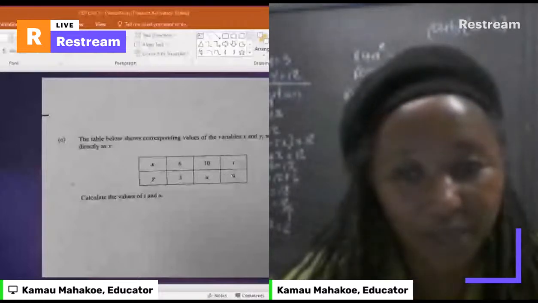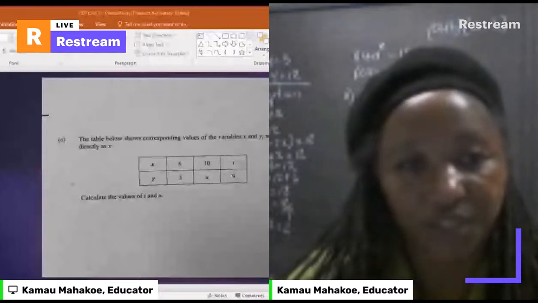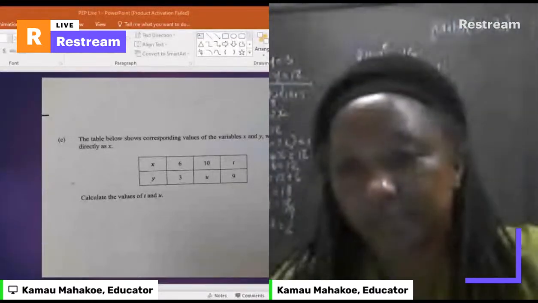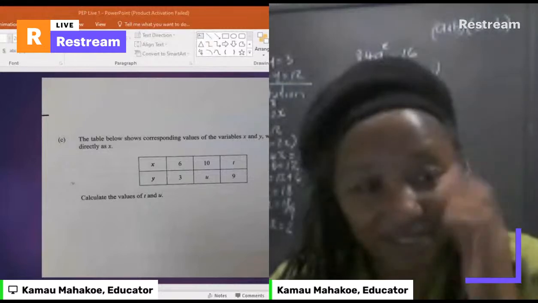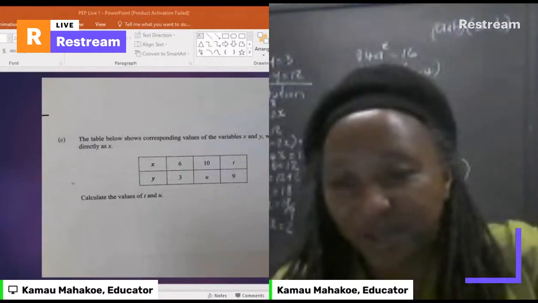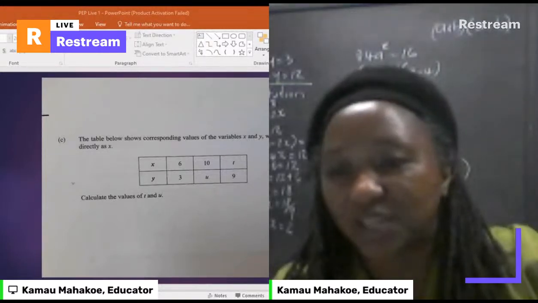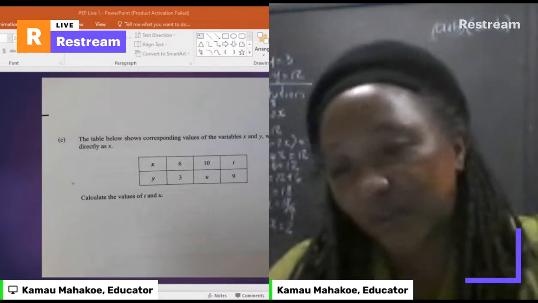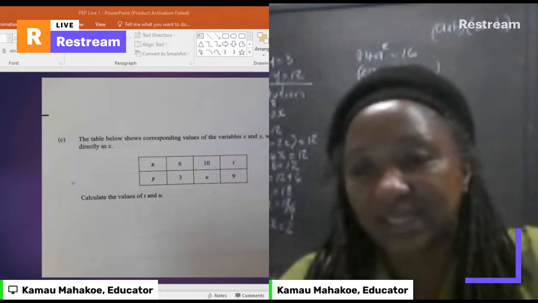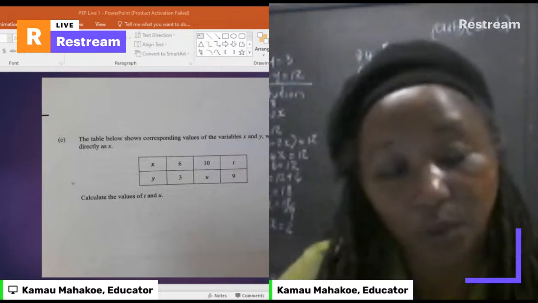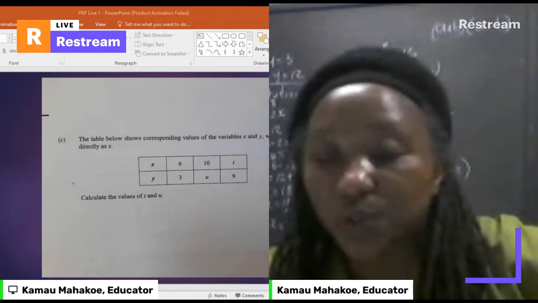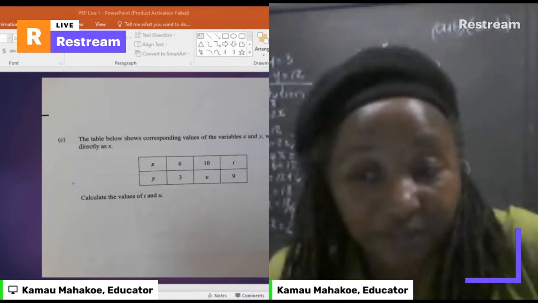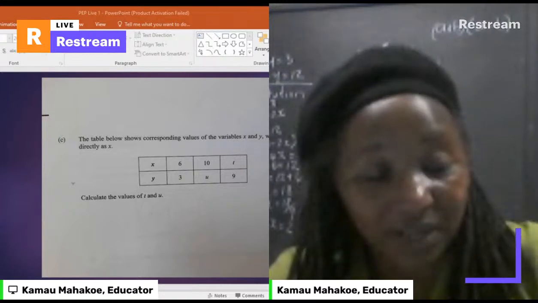Let me hear what you're saying. What did we do to x to get y? Okay, so we're saying we're dividing the 6 by 2. Okay, so all we need to do then to find the missing variables is, if we're given the x, we need to divide it by 2.